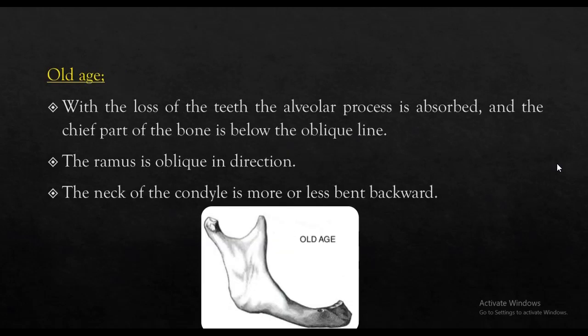With the loss of the teeth, the alveolar process is absorbed, and the chief part of the bone is below the oblique line. The ramus is oblique in direction. The neck of the condyle is more or less bent backward.